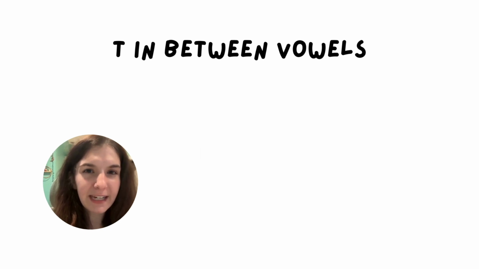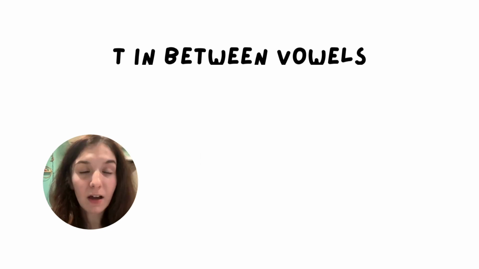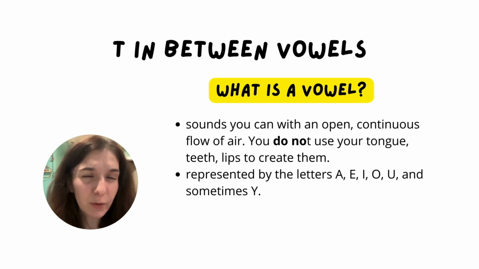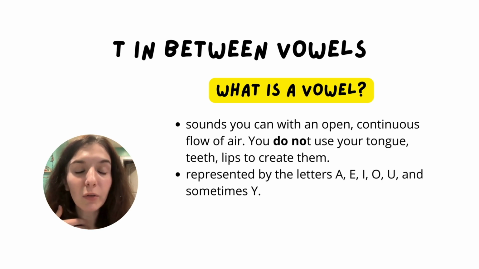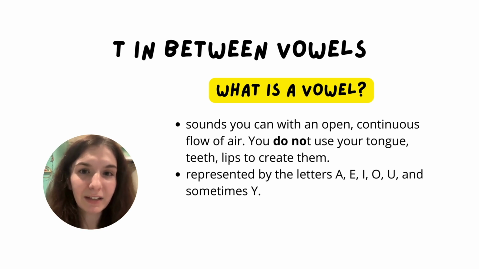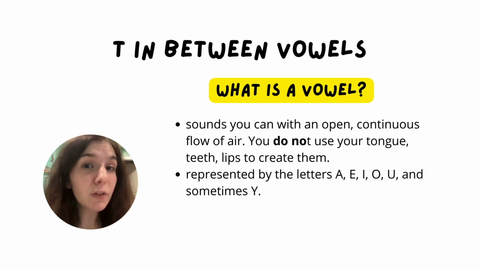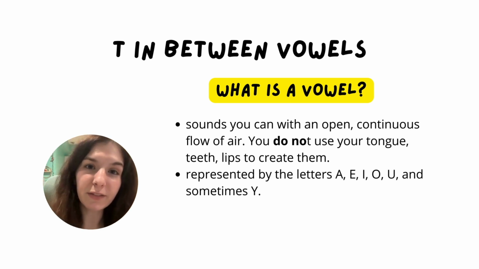Let's explore each of these one by one. First, let's start with when T is between 2 vowel sounds. Of course, we need to define what a vowel actually is first. So really quickly, vowels are the sounds that you make with a continuous flow of air. You do not use your tongue, your teeth, your lips, or anything else to create these sounds. They're only made by a continuous flow of air. In English, the vowels are usually represented by the letters A, E, I, O, U, and sometimes Y. So even though we only use 5 letters to represent these vowel sounds, we actually have 20 vowel sounds in English. If you want to learn more about vowels, you can click on this video right here.